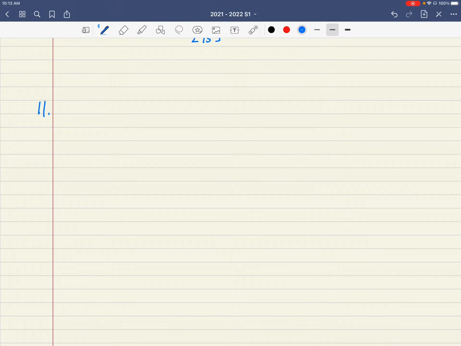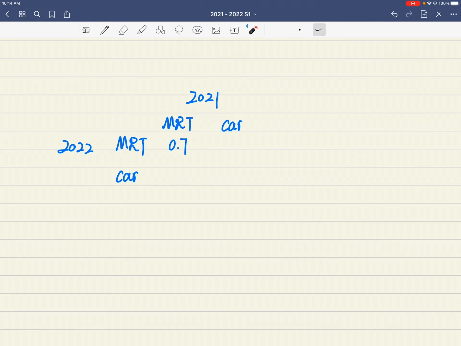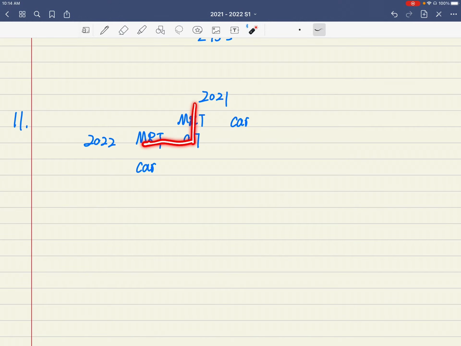First it has this year. So let's say this year is 2021 and next year 2022. And mass transit, let's just call it MRT. Automobile, let's just call it car. The assumption is that a person either takes MRT or drives a car. There are only two choices for his or her transportation. So first number 0.7. We can interpret this number in this way. That means out of all the people taking MRT this year, 70% of them will keep taking MRT next year.